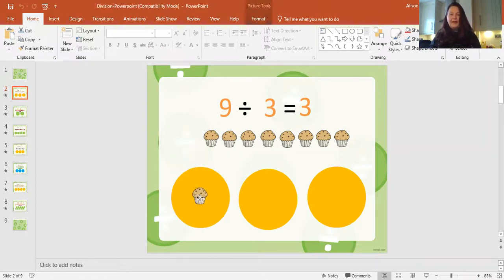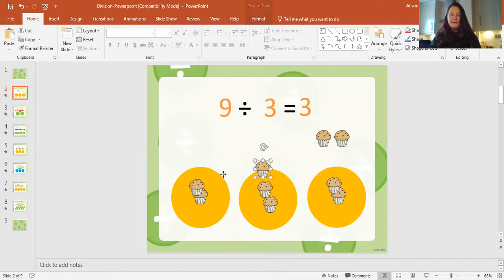So I've got 9 cakes, and I'm going to share them, giving them out. One for Mrs. Barton, one for Mrs. Sharples, one for Mr. Evans, one for Mrs. Barton, one for Mrs. Sharples, and one for Mr. Evans. And you can see we've got 3 each. So 9 shared by 3 equals 3. We've got 3 each.